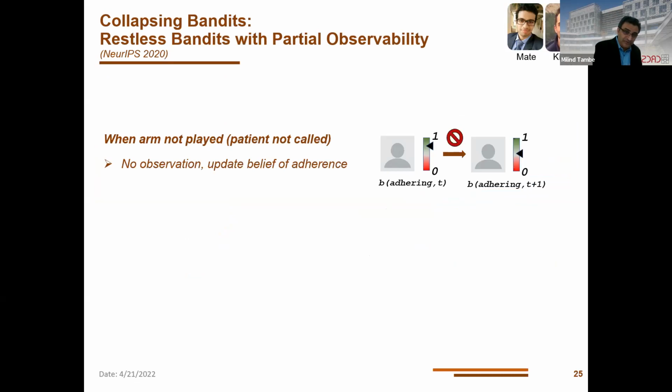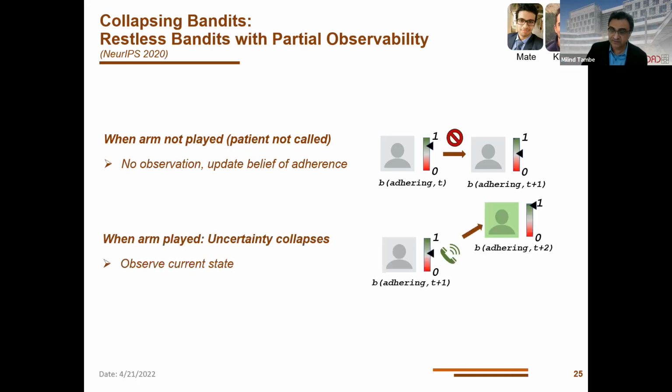Essentially, when there's no observation, we update our belief in the adherence that the patient may have. So we have some probability that the patient was taking their medicine, and we update that probability. When there is an observation, though, when we give a call to that patient, the patient may say, hey, I took my medicine last night. Uncertainty collapses. We go to green state. Or the patient may say, I didn't take my medicine. Uncertainty collapses. Now we know their exact state, red state.